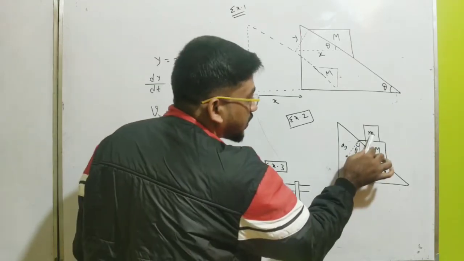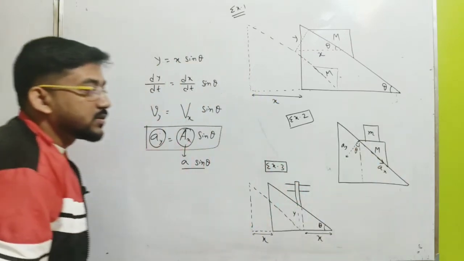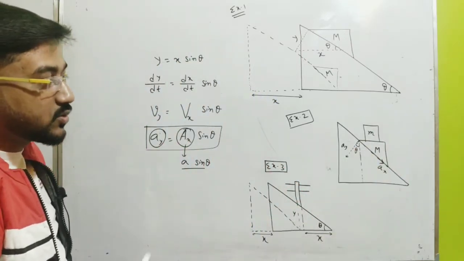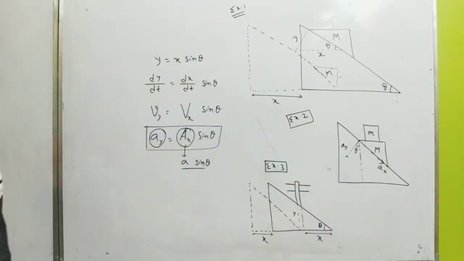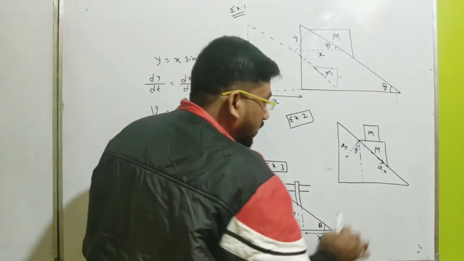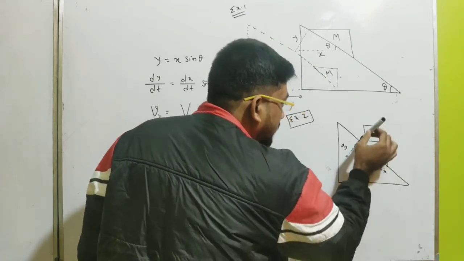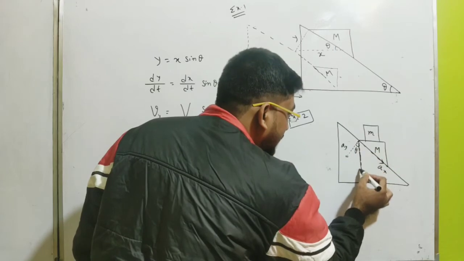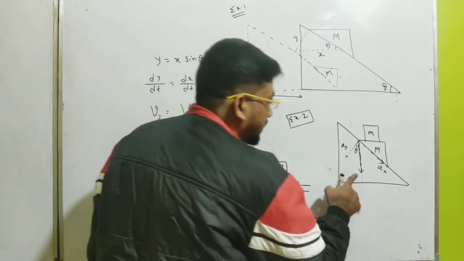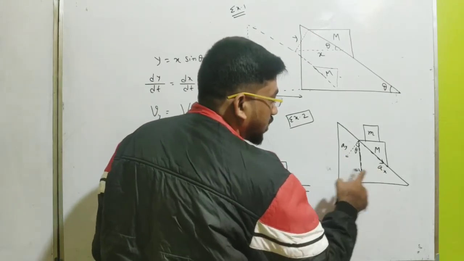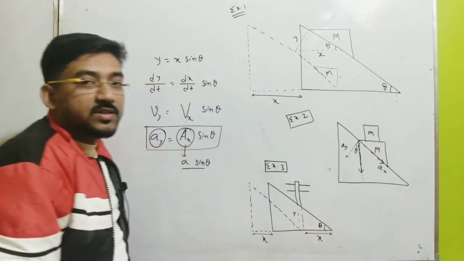The acceleration of the mass small m is totally dependent on mass capital M, and capital M has two components of acceleration. One is along this direction and another is along this direction. This mass small m is actually moving vertically downwards, so we need to find out the acceleration along the vertically downward direction, and that will be nothing but the component of a_y and the component of a_x, because the acceleration of small m will totally depend on the acceleration of mass capital M.